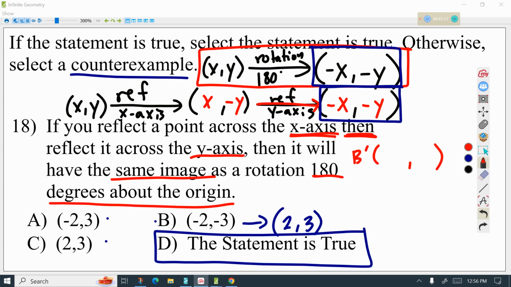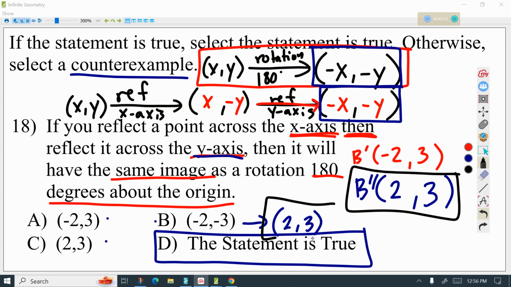Well, like we said, that changes the negative 3 into a positive 3. And then if I do B double prime, I have to flip that across the y-axis. And so that means the negative 2 is going to turn into a positive 2. So look, either way, I got the same value. So that's why this is not a counterexample. These are all examples. And that's kind of important: if a statement is true, you realize there is no counterexample. If something's true, that means you can never prove it wrong.